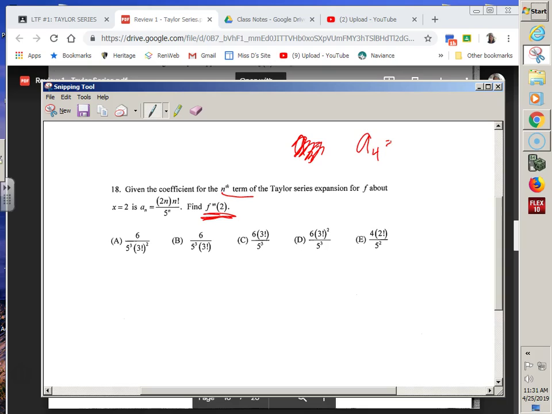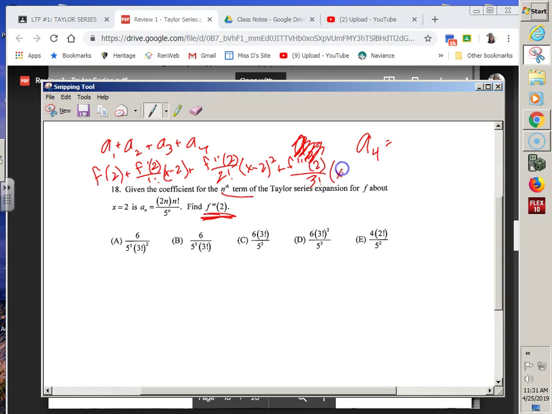Maybe it is safer to plug in. So the A1 plus A2 plus A3 plus A4 would match up with my f of 2 plus f prime of 2 over 1 factorial times x minus 2, plus f double prime of 2 all over 2 factorial times x minus 2 squared, plus f triple prime. Double check me, but I'm pretty sure it's the fourth term, yeah?